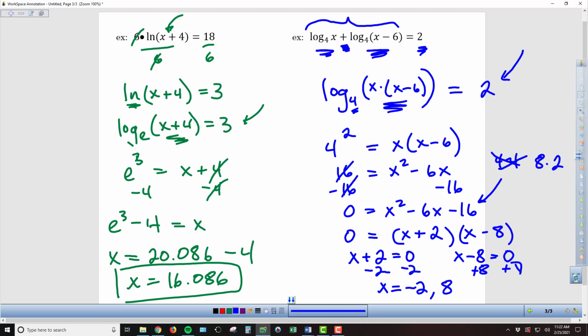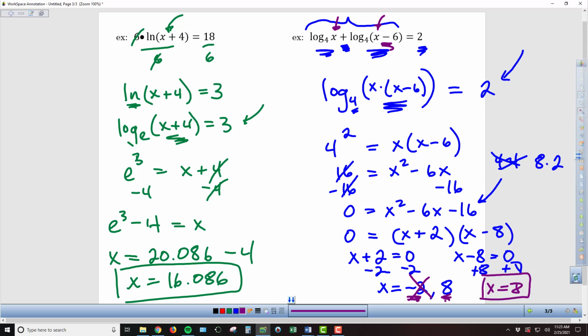And then, of course, as we have on all these log equations, we need to double check to make sure that our answer does indeed work in the original problem. And so we can see that negative 2 is going to be problematic, because if I plug in negative 2 into these two logarithms, I'm going to be taking the log of a negative number. Log base 4 of negative 2, or over here we're going to end up with log base 4 of negative 8. So I have to throw that answer out. It doesn't work, but I do have an answer that does work. 8, if I plug that in, we don't have a problem with either of those logs. So our only answer on this one is going to be x equals 8.